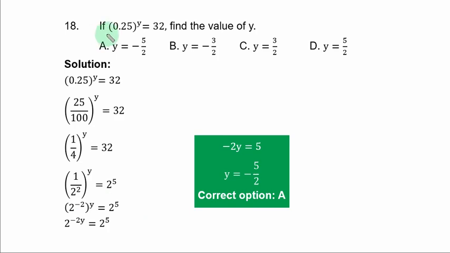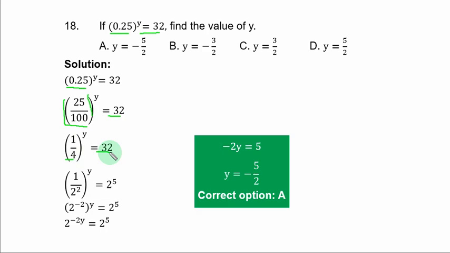Question 18. If 0.25 power y is equal to 32, find the value of y. What you have here is an exponential equation, so let us deal with it as such. First, let us convert this decimal fraction to a common fraction, and you have 25 over 100 to the power of y equal to 32. If you reduce 25 over 100, you have 1 over 4 to the power of y equal to 32.